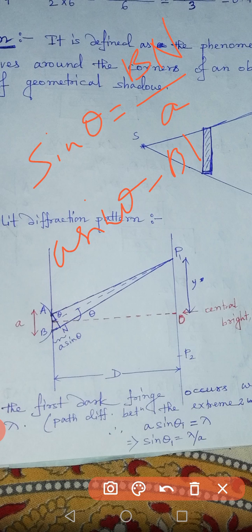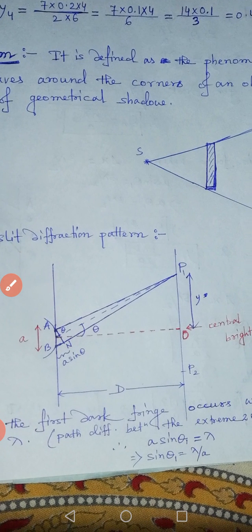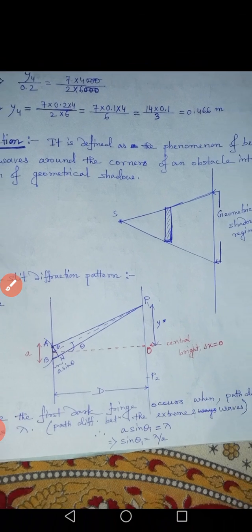And we also know that if P1 is the first dark, then this BN will be equal to lambda, or a sin theta is equal to lambda. Here I have written theta 1, since this is the first dark. For the first dark, I have just given the name theta 1, and this is lambda. So a comes down: sin theta 1 equals lambda by a.